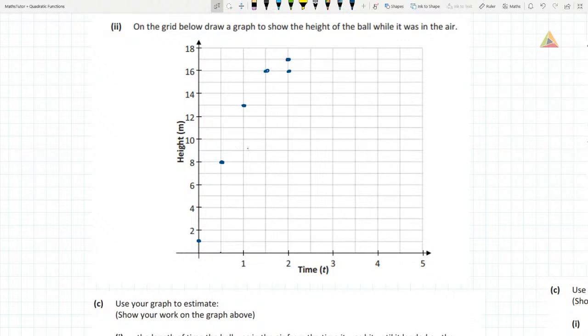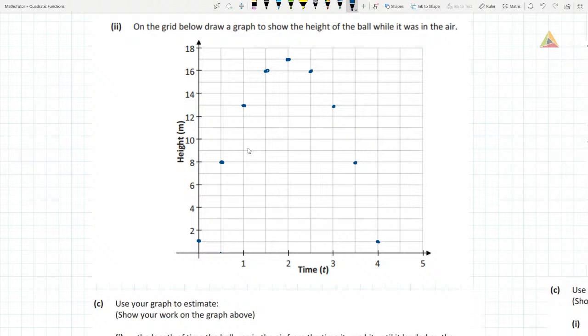At 2.5, it's going to be a height of 16. At 3, it's a height of 13. At 3.5, it's a height of 8. And at 4, it's a height of 1. So we would again join those as a nice smooth curve, and we would get our n-shaped graph. So I can see that they're going to make an n-shaped graph.